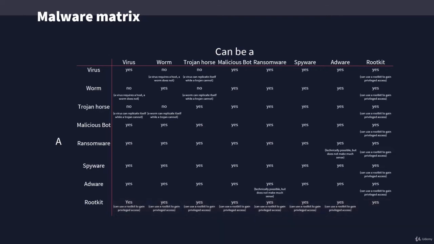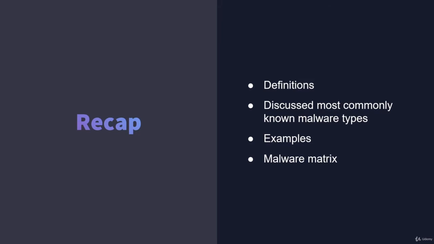I hope that after discussing this matrix, you now have a better understanding of relationships between different types of malware discussed today. To recap, in this lecture we learned what malware is, what it can do, we explored the most common types of malware, looking at their capabilities and some concrete examples. Finally, we had a look at the malware matrix to better understand the relationship between different types of malware. With that, we conclude this lecture.